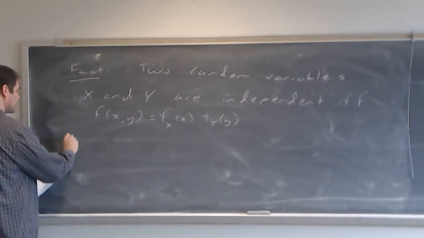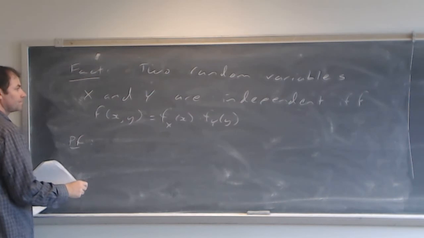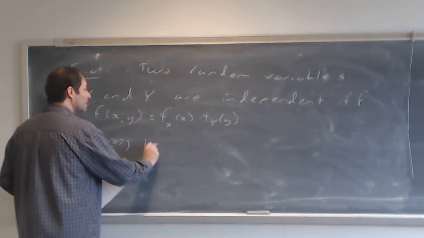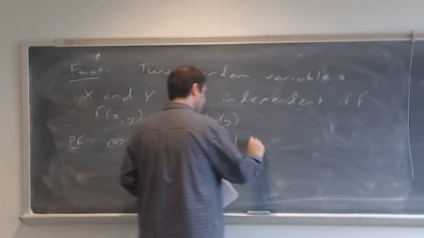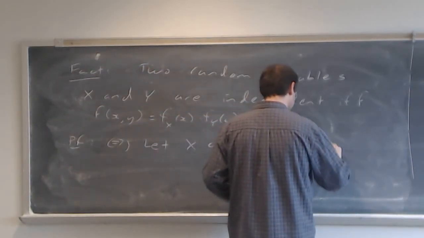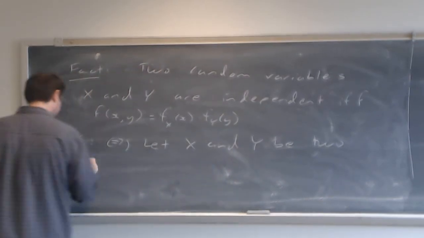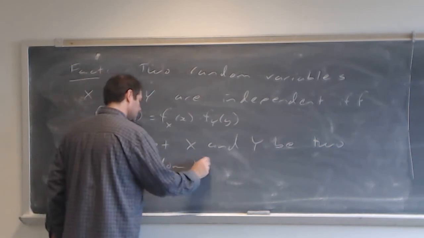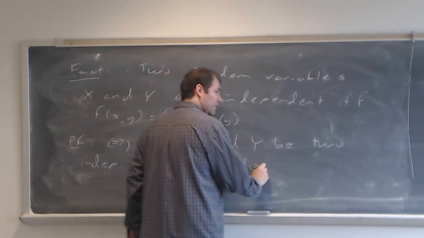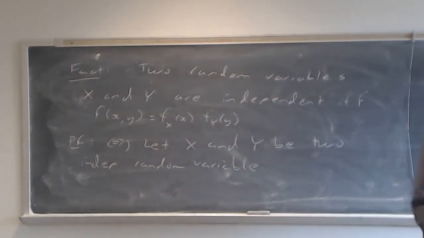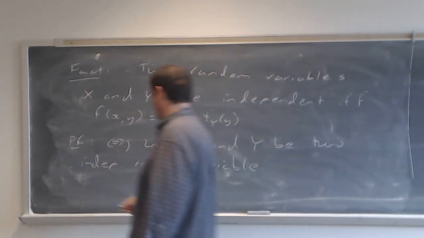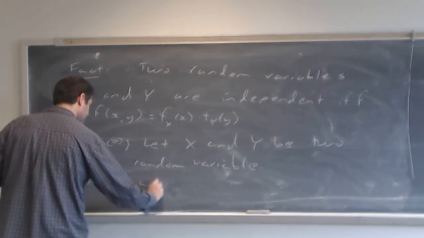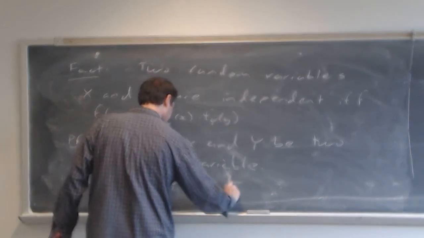Okay, so here's the proof. We're going to run through this fairly quickly. We're going to go in this direction. Let X and Y be two independent random variables. We're going to prove it for both cases: both of them continuous, and both of them discrete. Let's start with case one. Suppose X and Y are discrete random variables.